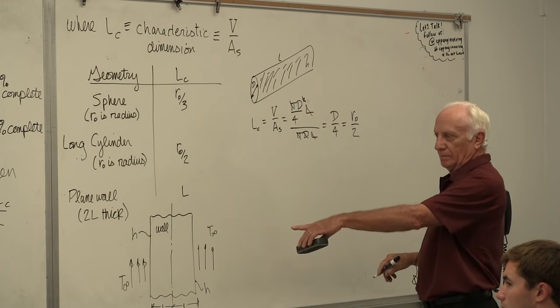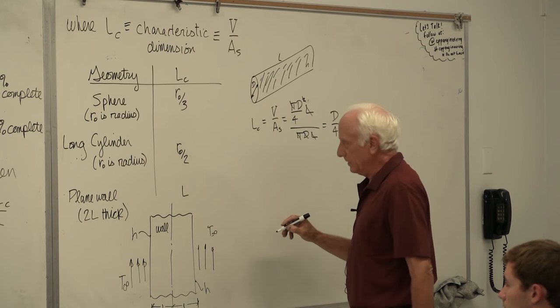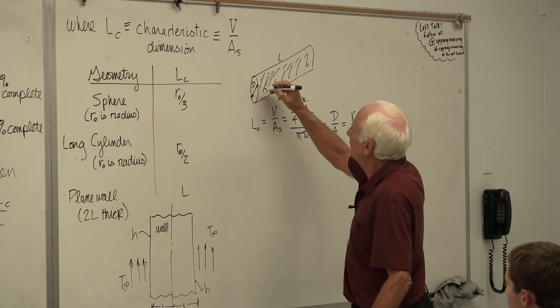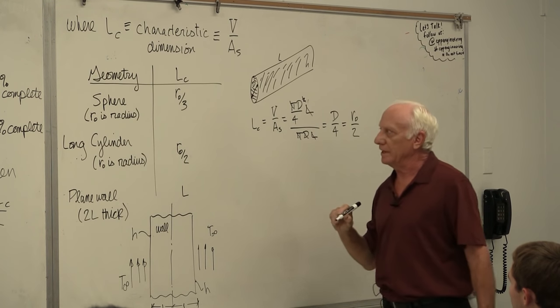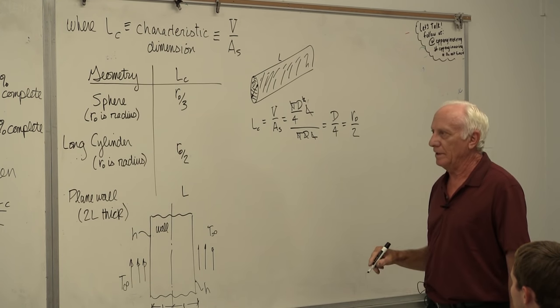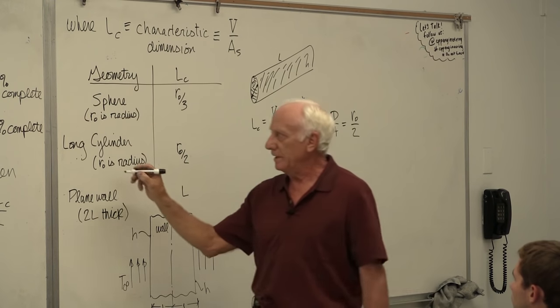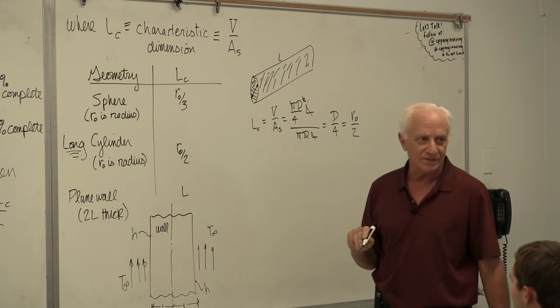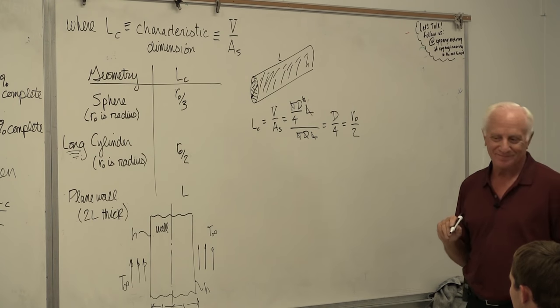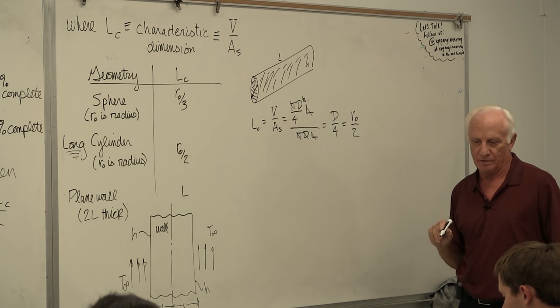Plane wall. You want to do that one? Okay, do the plane wall. You say, whoa, wait a minute, you didn't include this area for convection, for surface area. No, I didn't, because there's a magic word here. The magic word is long. There are no ends. Long means ignore the ends. Ignore the ends. It's long.